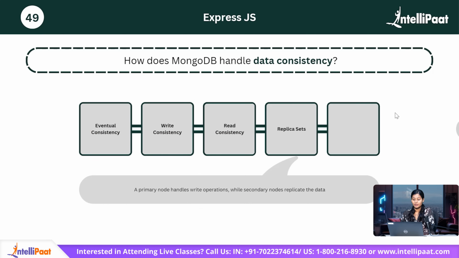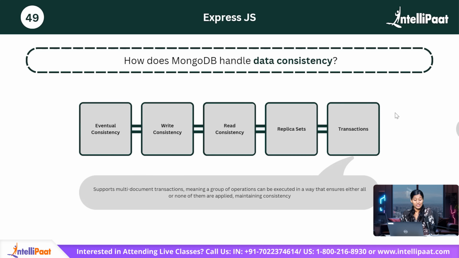Moving on, replica sets, that we just talked about, involve creating a primary node and creating secondary nodes. Then there are transactions, which support multi-document transactions, meaning a group of operations can be executed in a way that ensures that either all the operations take place or none of them happens.